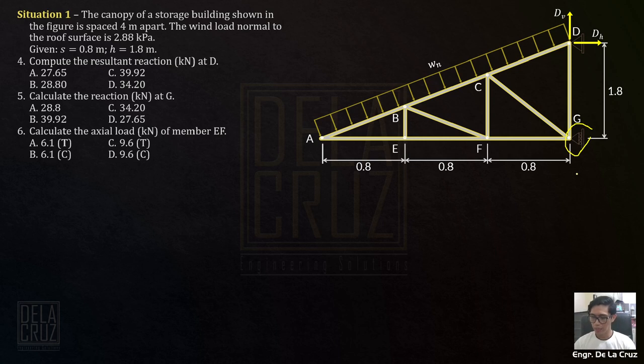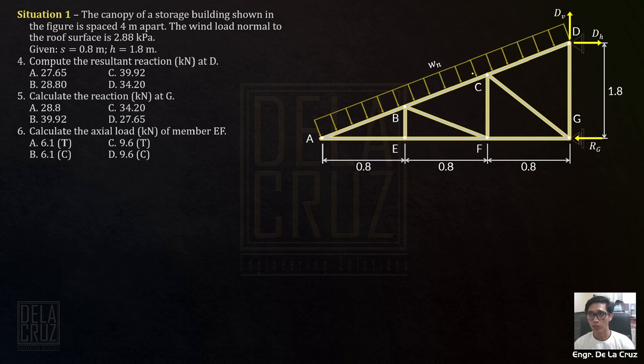Here, it is a roller, so the reaction is perpendicular to the plane of the roller. The reaction at G must be RG, and there is only one. A roller has only one reaction, perpendicular to the plane of the roller.